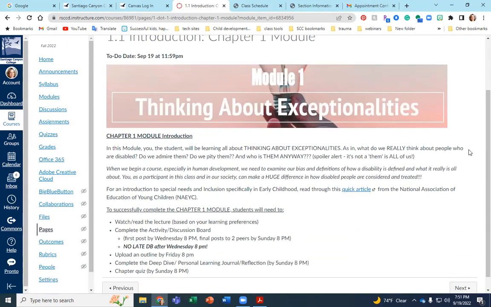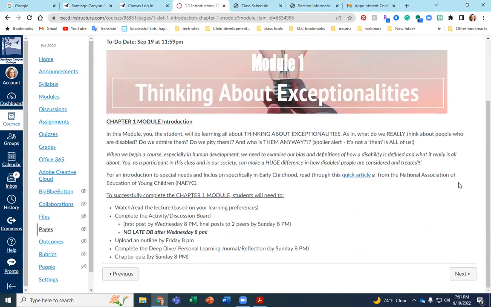Thinking about exceptionalities. Why are we talking about this at all? Okay. So quick article about inclusion. You can just read through it, right? But look at this. Here's your weekly like setup.